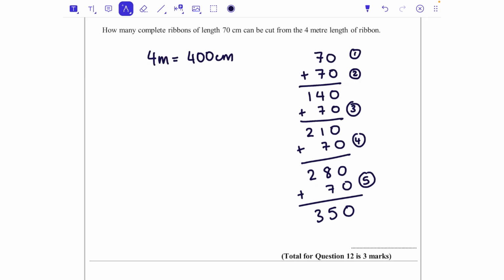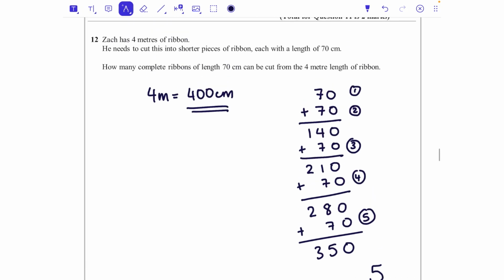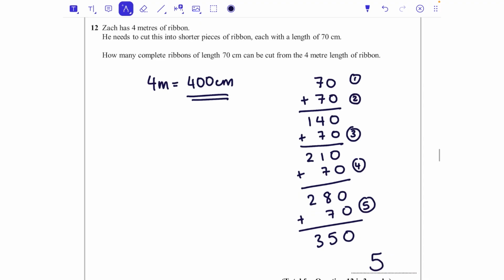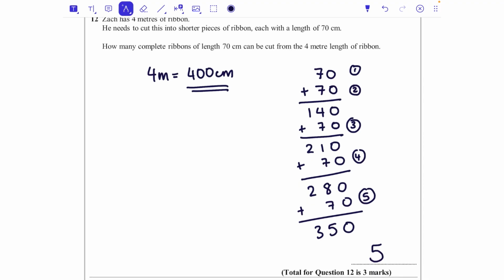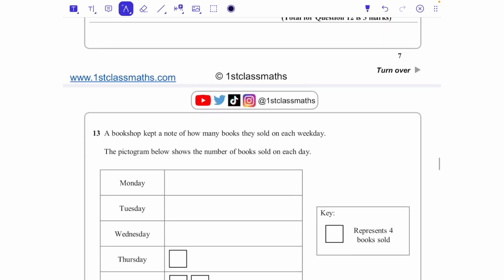Now I've only got 50 centimetres left before I hit that 400 that is the total length. And that isn't going to be enough to get another one in. So that is going to be 5 ribbons that we can have in total. And that would be my final answer for that one. How many complete ribbons? We don't really care about the extra cut-off bit. We wanted to know how many complete sections we've got, and that would be 5.